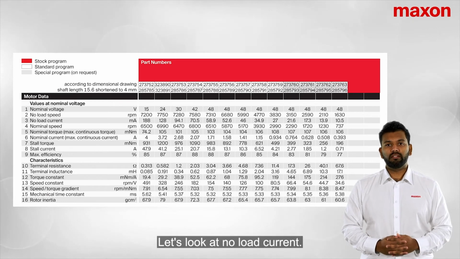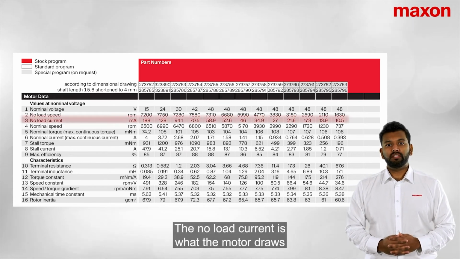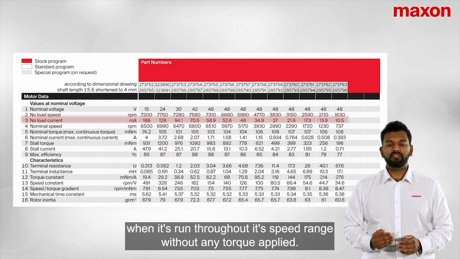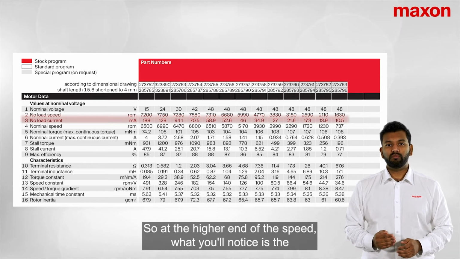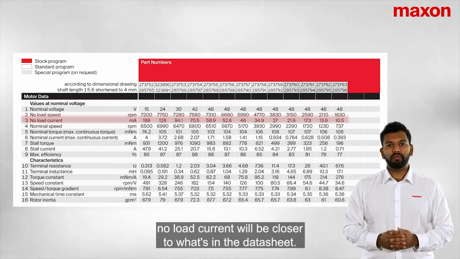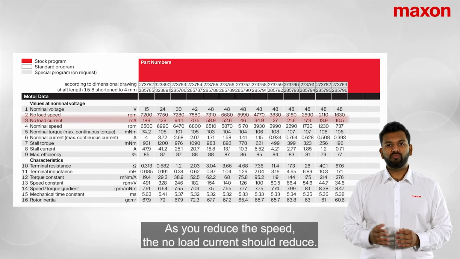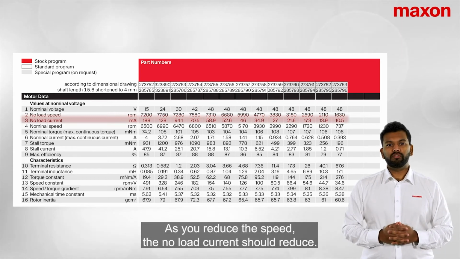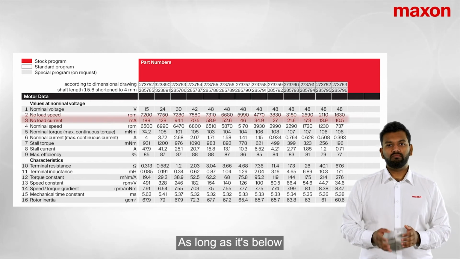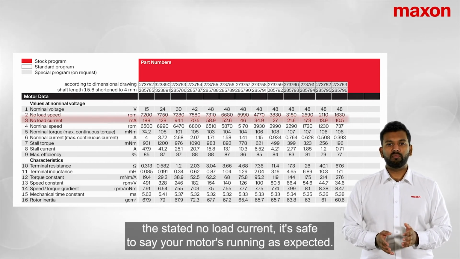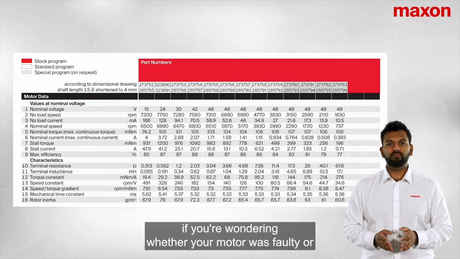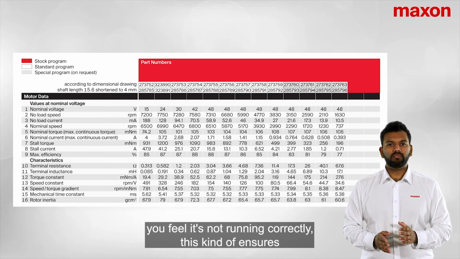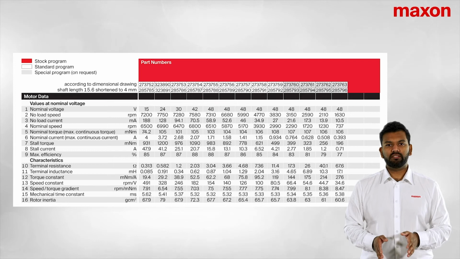Let's look at no load current. The no load current is what the motor draws when it's run throughout its speed range without any torque applied. So at the higher end of the speed, what you'll notice is the no load current will be closer to what's in the datasheet. As you reduce the speed, the no load current should reduce. As long as it's below the stated no load current, it's safe to say your motor is running as expected. So this is a good test to do if you're wondering whether your motor was faulty or you feel it's not running correctly. This kind of ensures it is functioning as expected.